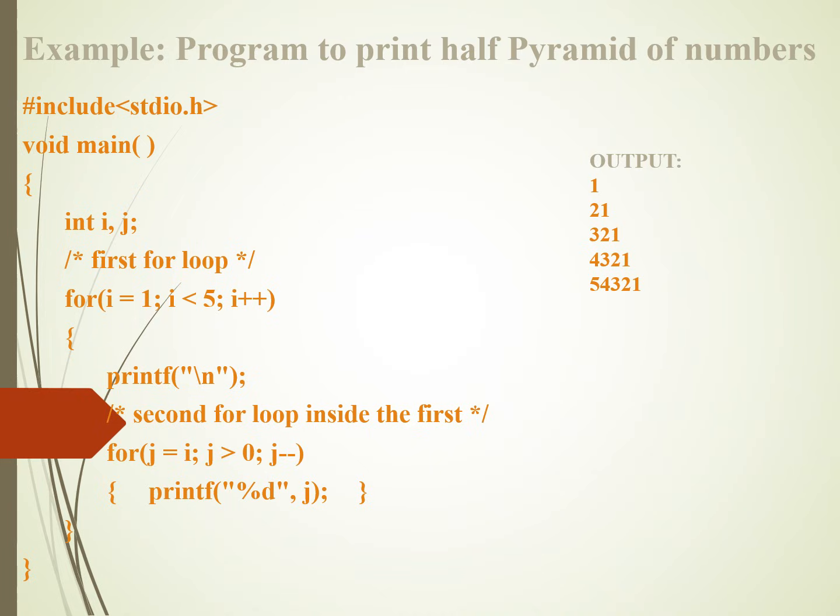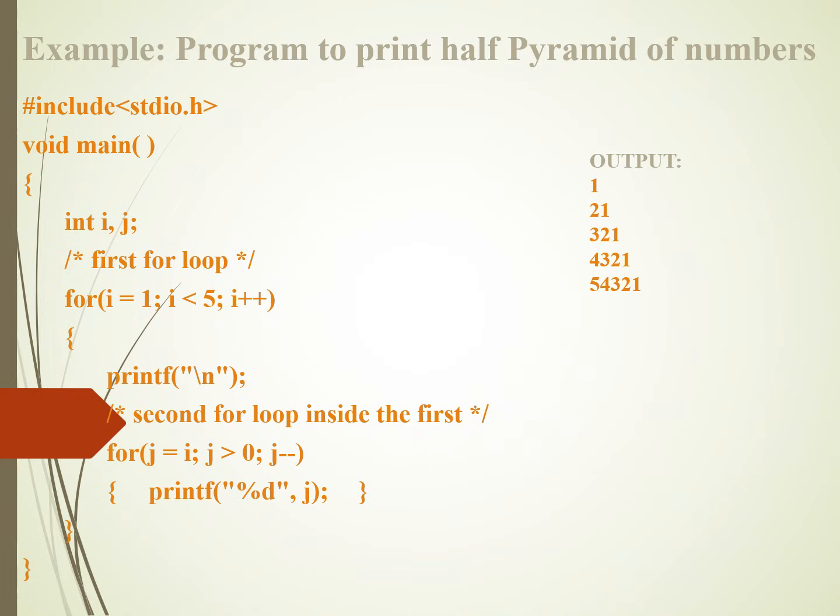In this example, two variables i and j are used. The outer loop controls the number of rows and the inner loop prints the numbers in each row. Therefore, we see the output in pyramid format. Here, every time the outer loop runs, the inner loop prints numbers in reverse order. This example shows how nested loops are useful for generating different types of number and star patterns.